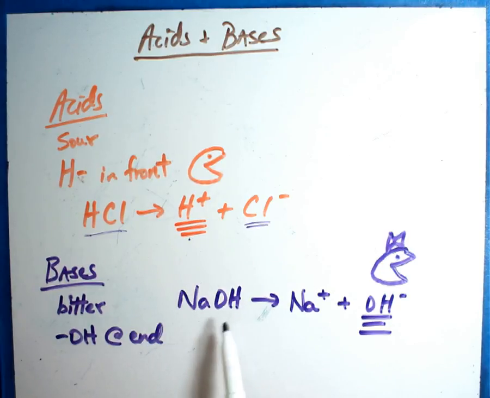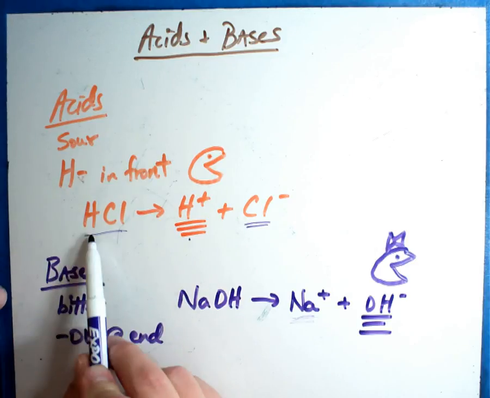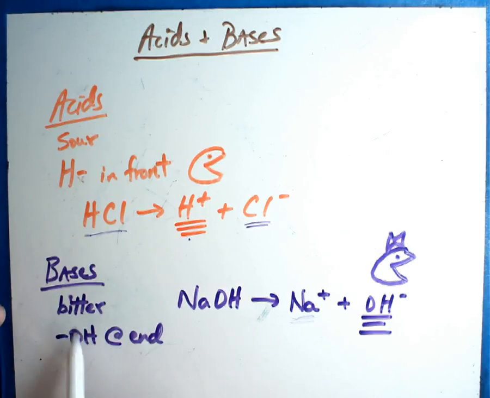Same thing is true for a base. When you drop something like sodium hydroxide in water, the sodium ions are sort of the spectator ion. They're just sitting there. But it's these OHs that eat away at something. And that's one of the biggest differences. So H in the front, when you look at the formula, is a dead giveaway that it's an acid. OH at the end is a dead giveaway for bases.